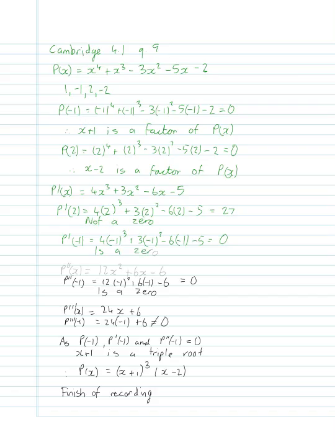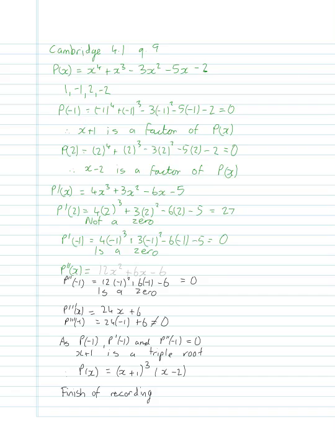Now you've determined that 2 is not a multiple root, because it doesn't work on the first derivative. You've determined that minus 1 is a multiple root because it has a 0 for p(x) and a 0 for p'(x). So the next thing to do is find p''(x) and figure out whether it works for that as well.